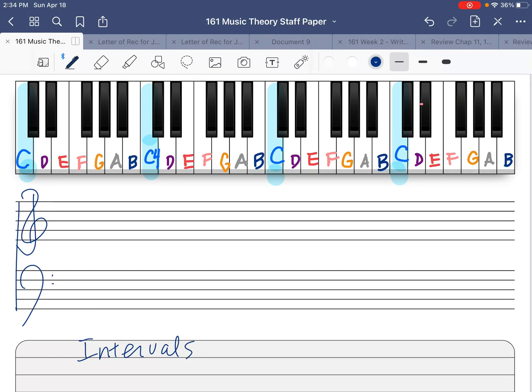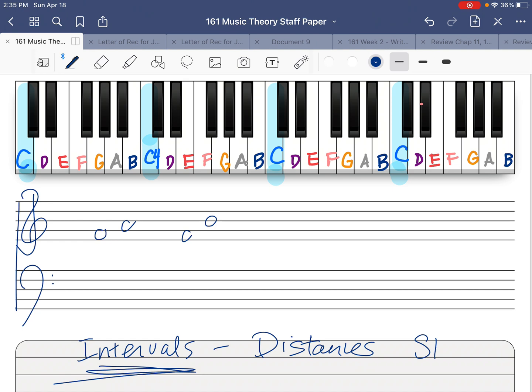Hello everybody, in this video I am going to talk about intervals, and this is lesson 1. Intervals are simply distances, and when we notate intervals, it's really important to notate them correctly and also label them correctly. So that's what I'm going to go over in this lesson.